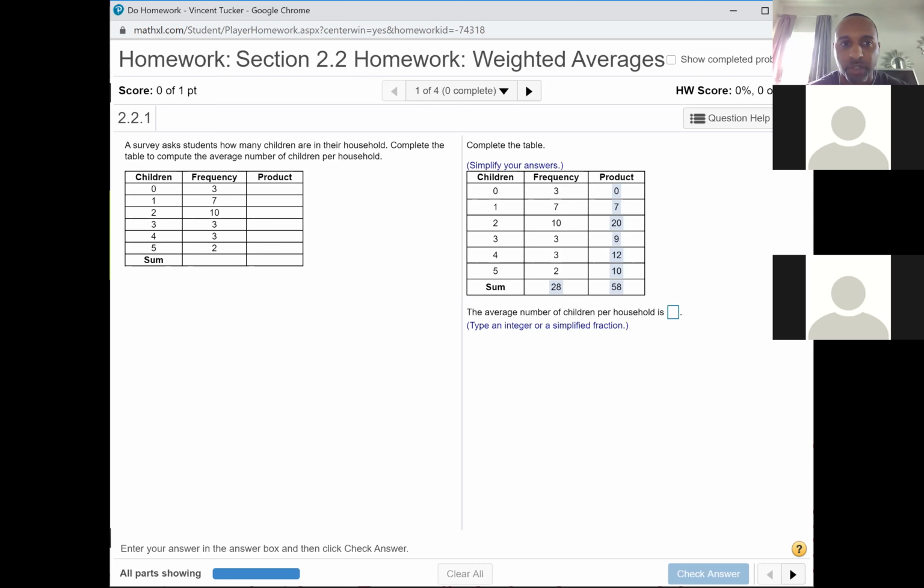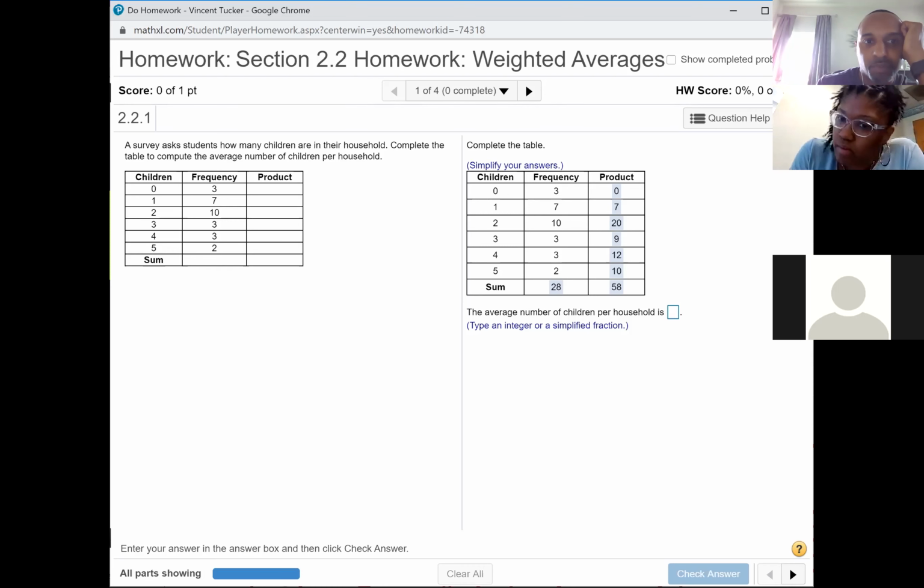If you go back to the original, all they did was transport what was over there in the original over here to the right. So 0 was recorded 3 times, 1 was recorded 7 times, 2 was recorded 10 times, 3 was 3, 4 was recorded 3 times, and 5 was recorded 2 times. Or it appeared that many times, as far as the people's responses were concerned.